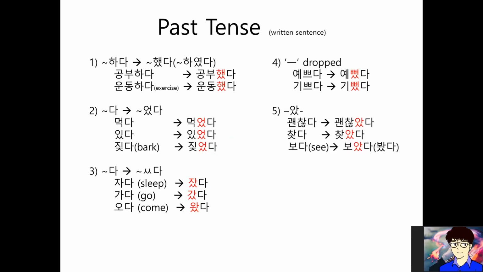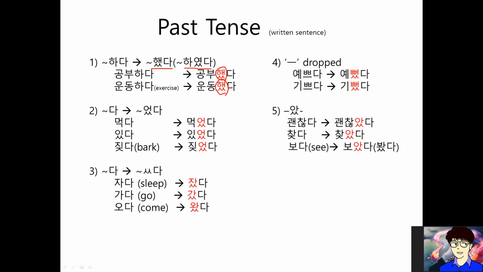When you try to express past tense, you should also change the verb form. Okay? Here are 5 variations. First, blah blah 하다 is changed like blah blah 했다. And blah blah 했다 is a short version of blah blah 하였다. For example, 공부하다 is changed like 공부했다. Or you can say 공부하였다. And 운동하다, exercise. 운동하다 is changed like 운동했다. Of course, you can say 운동하였다. You can follow me, right?